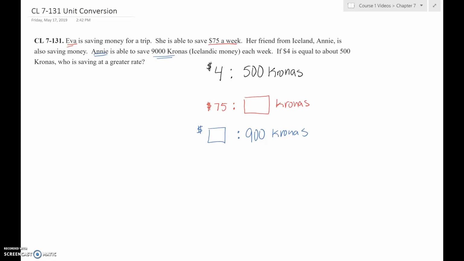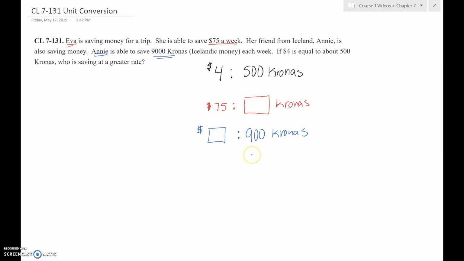This problem is about unit conversions from the Closure Problems, Chapter 7, 131. It says, Ava is saving money for a trip. She's able to save $75 a week. Her friend from Iceland, Annie, is also saving money. Annie is able to save 7,000 kronas, the Icelandic money, each week. If $4 is equal to about 500 kronas, who is saving at a greater rate?